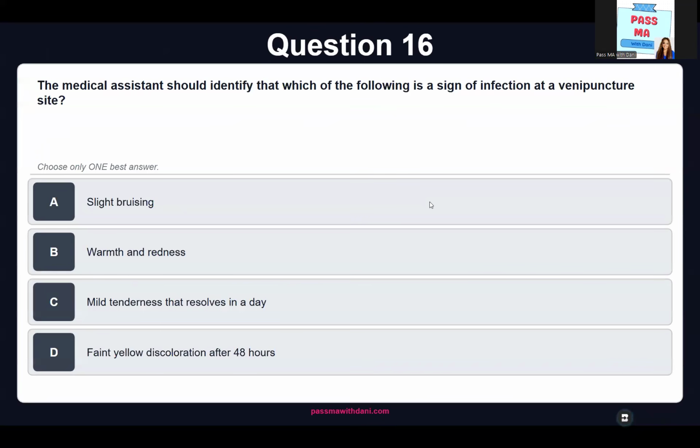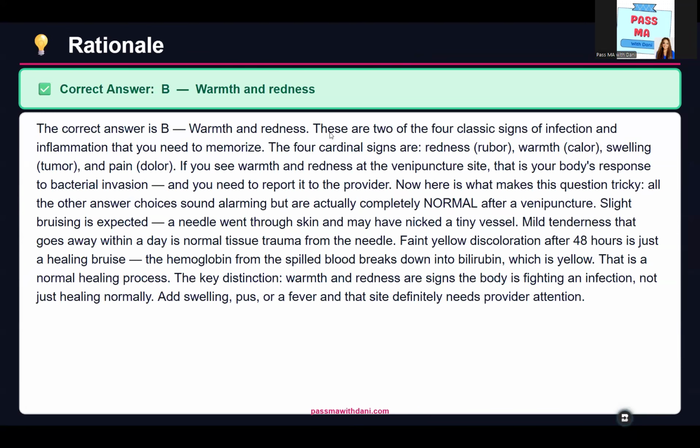All right, question number 16. The medical assistant should identify that which of the following is a sign of infection at a venipuncture site. Is it A, slight bruising, B, warmth and redness, C, mild tenderness that resolves in a day, or D, a faint yellow discoloration after 48 hours? All right, for question 16, if you said B, warmth and redness, then you are correct.